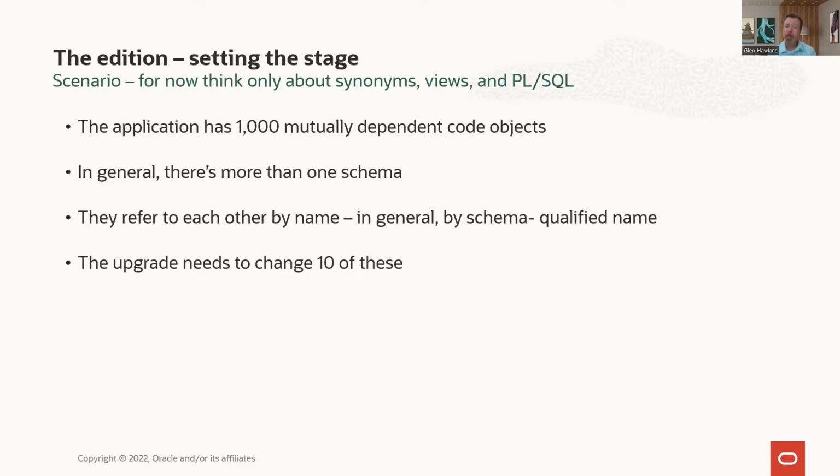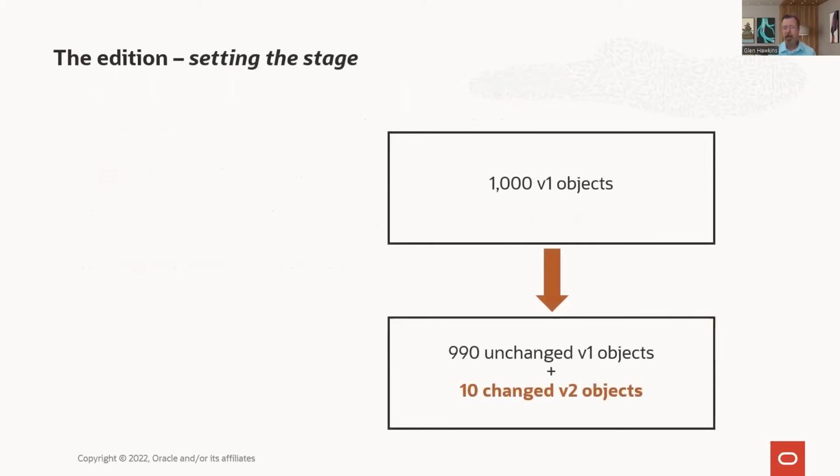But the few things to keep in mind is a lot of times when you've done an upgrade to an application, there's 1,000 mutually dependent code objects that are running in there, right? A lot of stored procedures, lots of tables. And in general, you're making changes to a very small amount of these to handle your upgrade. So maybe you've added a new table, which would have a new editioning view, as you'll see here in a moment, associated with it. But a lot of times, you only need to make change to 10 out of 1,000 of these objects, right?